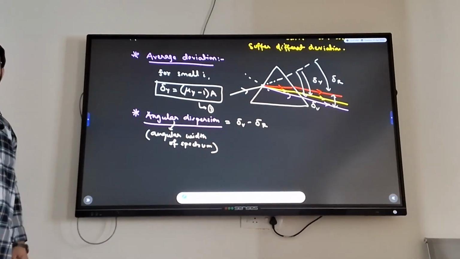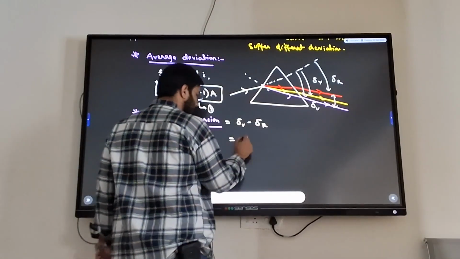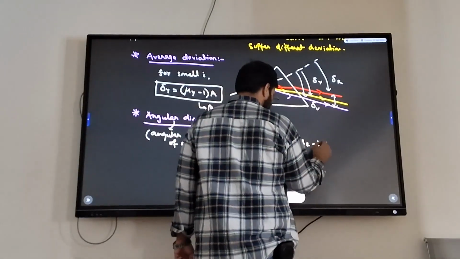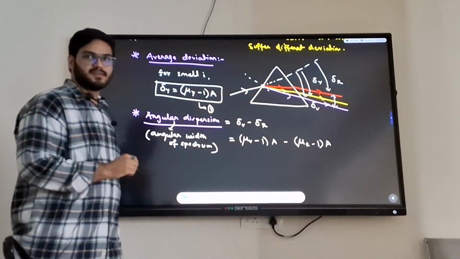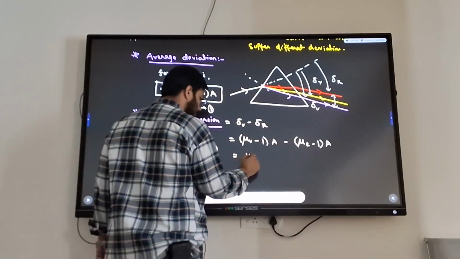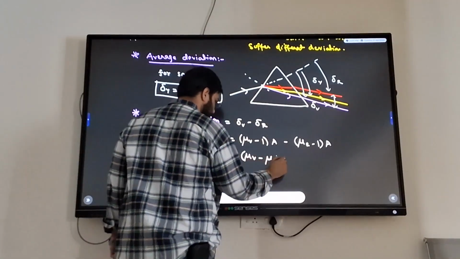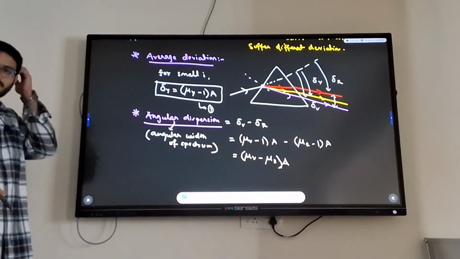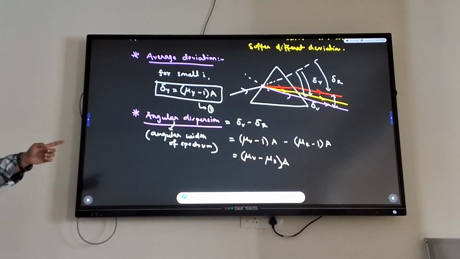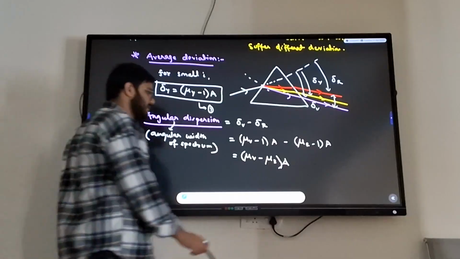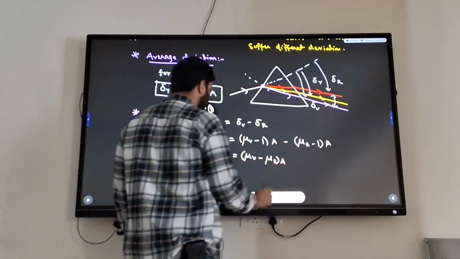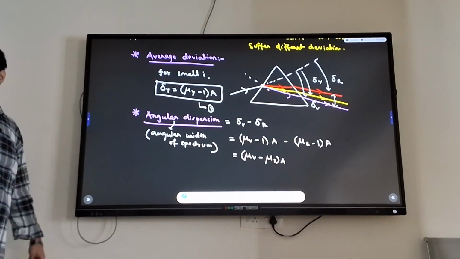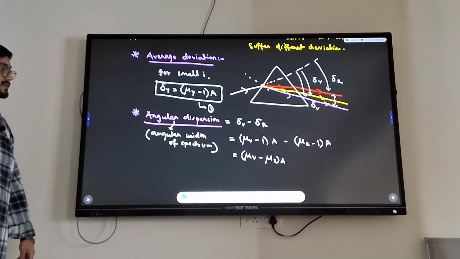By the formula, if we go for small angles, then what is delta V? That's mu V minus 1 into A. What about delta R? Mu R minus 1 into A. Some things cancel, and then what will you get? Mu V minus mu R into A. Is this correct? Please check. Are you writing with me? So this is angular dispersion. Do you have any problem in the idea of average deviation and angular dispersion? These two things are important to us.